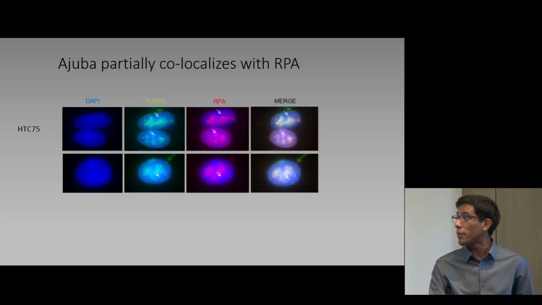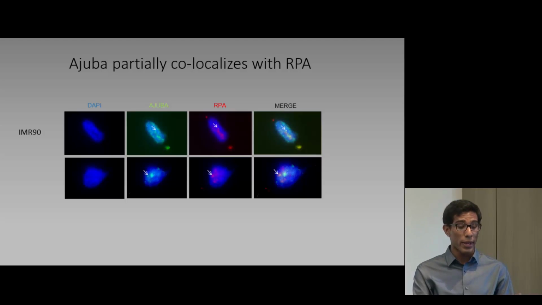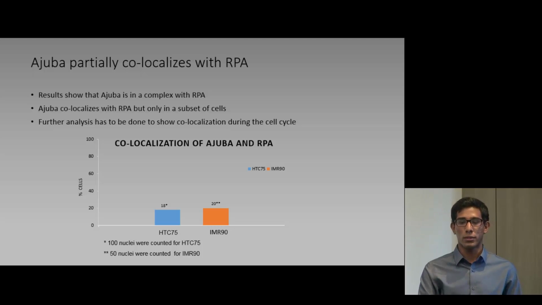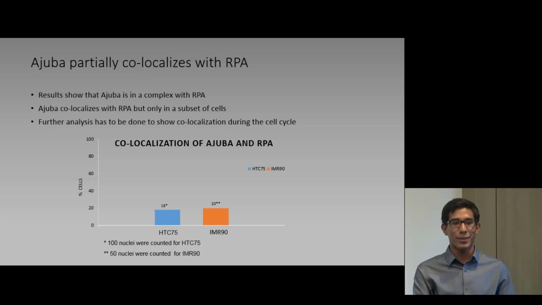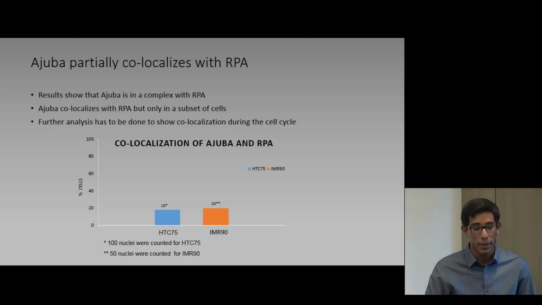We did the same with Armor 90s. You can see the arrows pointing to dots which are locations where RPA and Ajuba are co-localizing. So we found that Ajuba partially co-localizes with RPA. We already know that they interact and form a complex, but they partially co-localize, and only in a subset of cells. So further analysis has to be done to show co-localization between Ajuba and RPA.